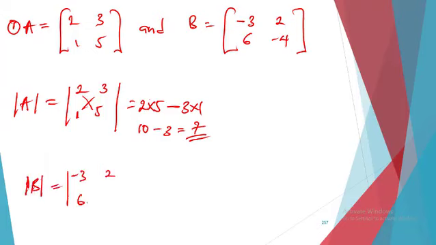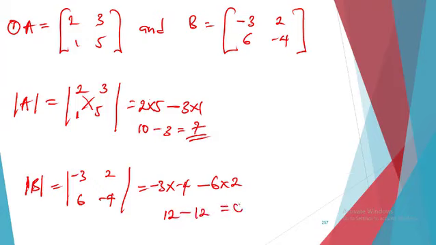Then for the determinant of B, we have minus 3, 2, 6, and minus 4, and that will give us minus 3 times minus 4, minus 6 times 2. Minus 3 times minus 4 will give us 12, and 6 times 2 is also 12, giving us our answer to be equal to 0. So the determinant of B is equal to 0, while the determinant of A is equal to 7. So that's how it works.